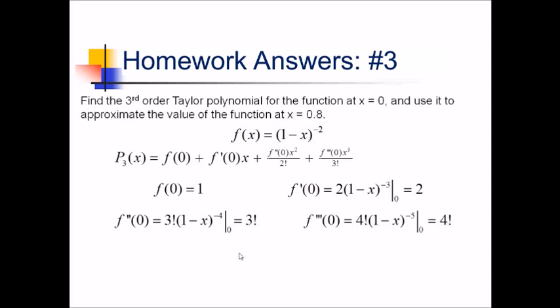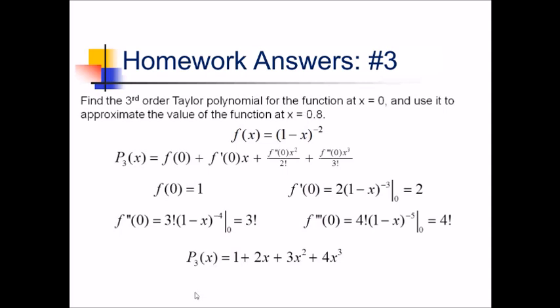Plugging it all back in, we had 1 for f of 0, plus f prime was 2, so 2x, plus we've got 3 factorial x squared over 2 factorial. But hold on a sec, 3 factorial over 2 factorial is just 3, so 3x squared. And then here we've got 4 factorial over 3 factorial, which is just 4, times x cubed. All we have to do at this point is plug in 0.8 for x.